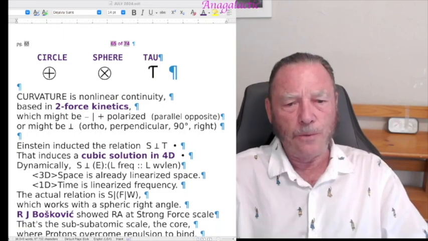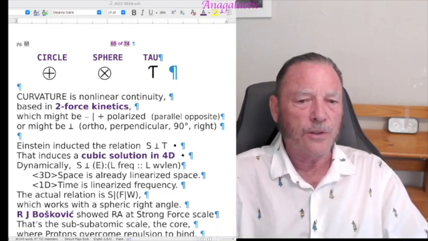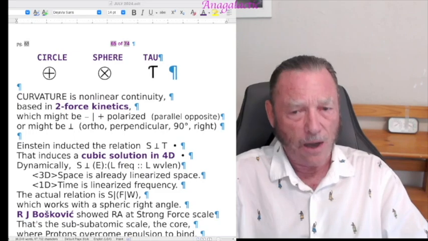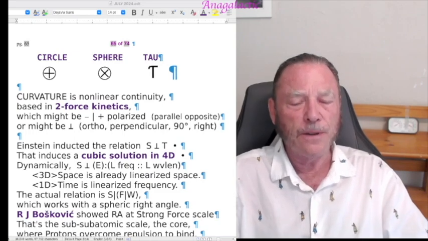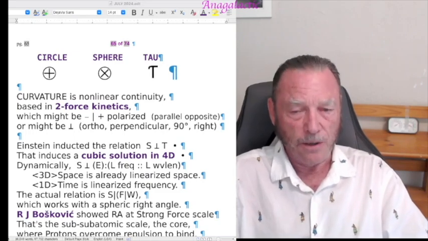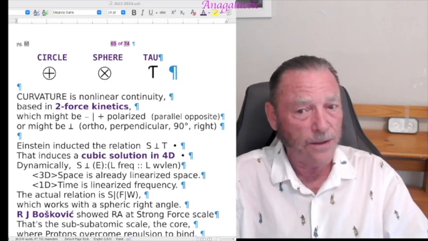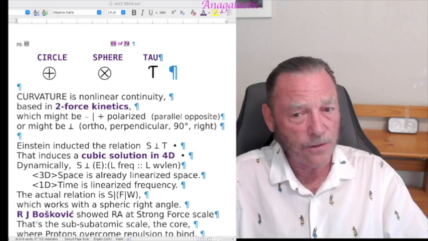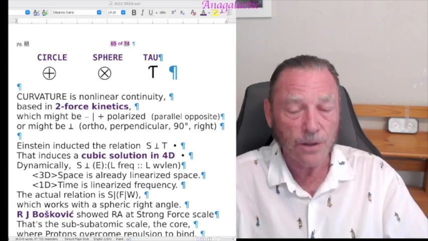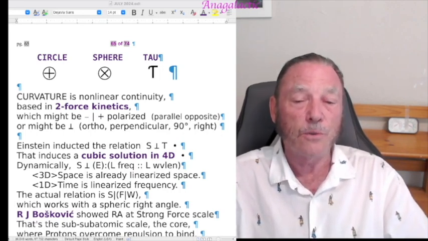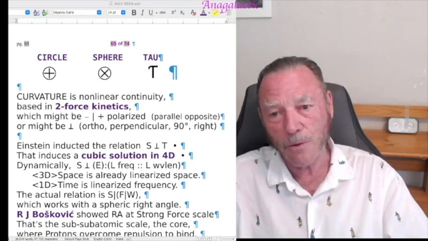So the actual relationship is not that space is perpendicular to time. It's that space is perpendicular to energy. And in order to find out where time is, because Einstein used time, so it has to be real in some sense. It is. Time is real in a derivative sense with respect to energy.